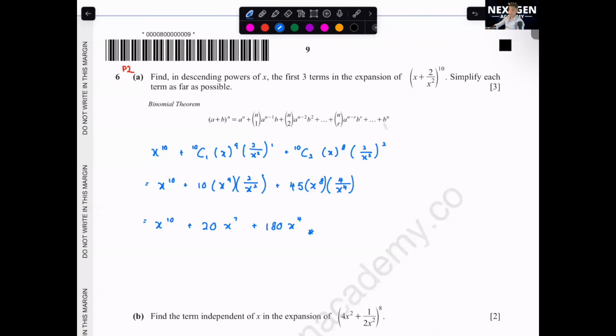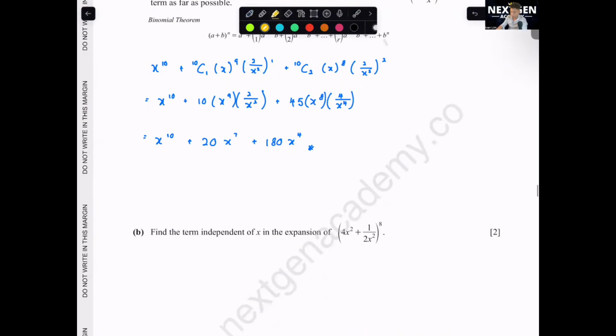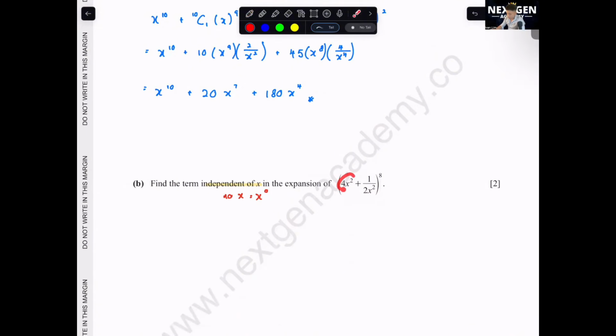Question b. Find the term independent of x in the expansion of 4x squared plus 1 over 2x squared, to the power of 8. What does it mean, independent of x? No x, it means x to the power of 0. You don't want any x to exist over here. So we first have to determine, based on this x value with this power, what is the combination that will give us x to the power of 0?